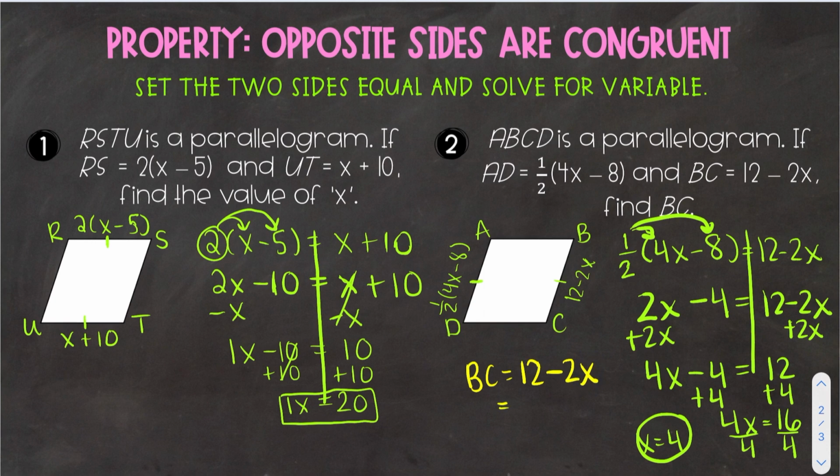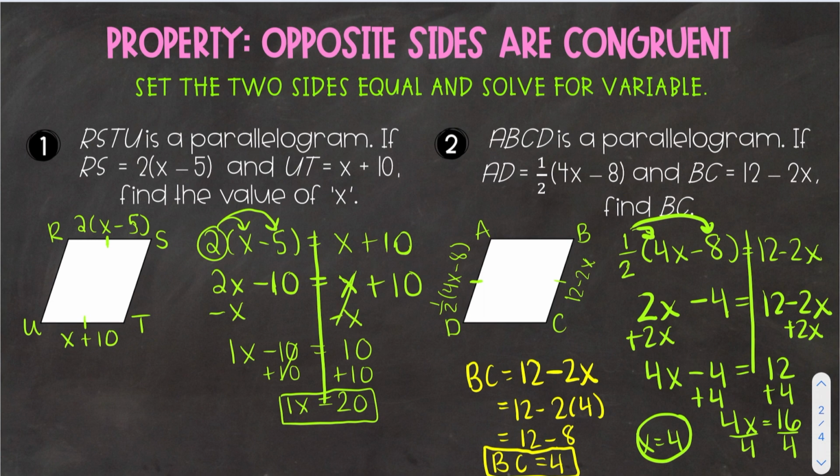So let's go ahead and rewrite it. So 12 minus 2 times (4), because we know x is 4. So negative 2 times 4 is negative 8. So 12 minus 8 is 4. So the length of BC equals 4. So this would be our final answer. So it just so happened that the x value and the side length value were the same thing.